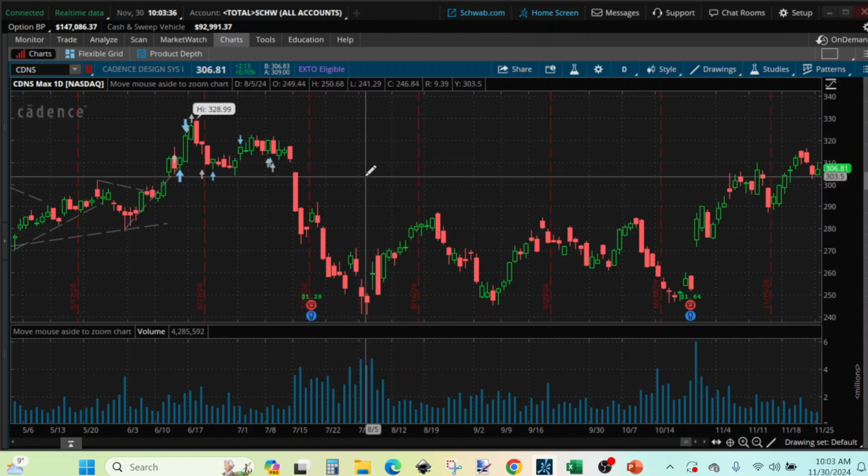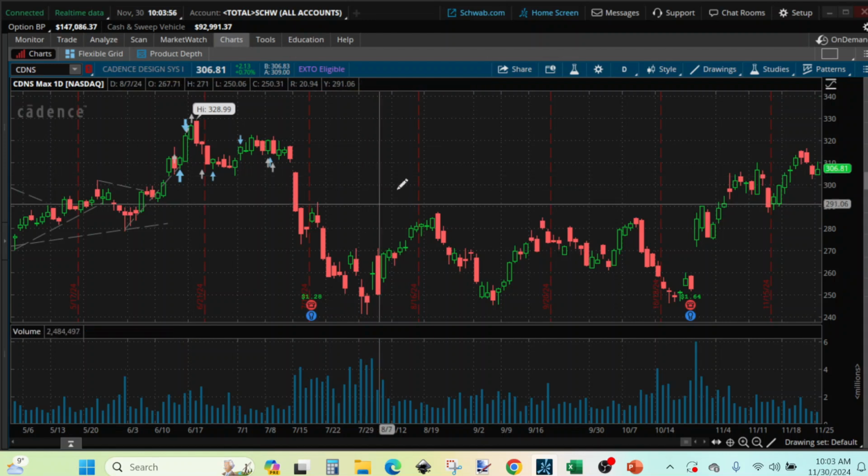And the more you practice your swing trading strategy, the better you'll get at it. You'll have a chance to improve it, to see what strategy is working for you, what strategy aligns with your risk tolerance and your personality type.